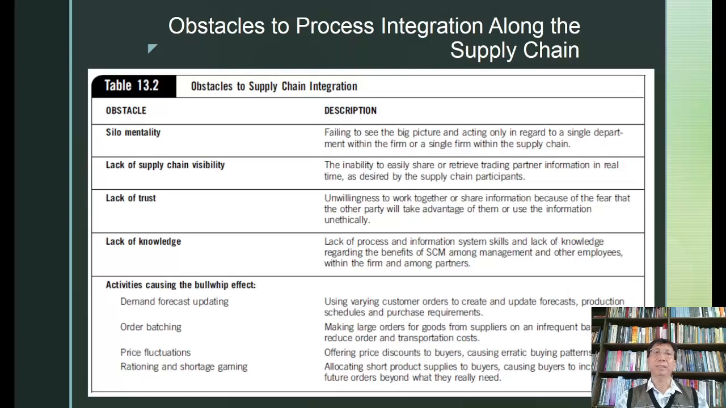The problems are, first, the silo mentality. The second, the lack of supply chain visibility. The third is lack of trust. Next, the lack of knowledge. And finally, the activities causing the bullwhip effect. We will discuss these one by one.